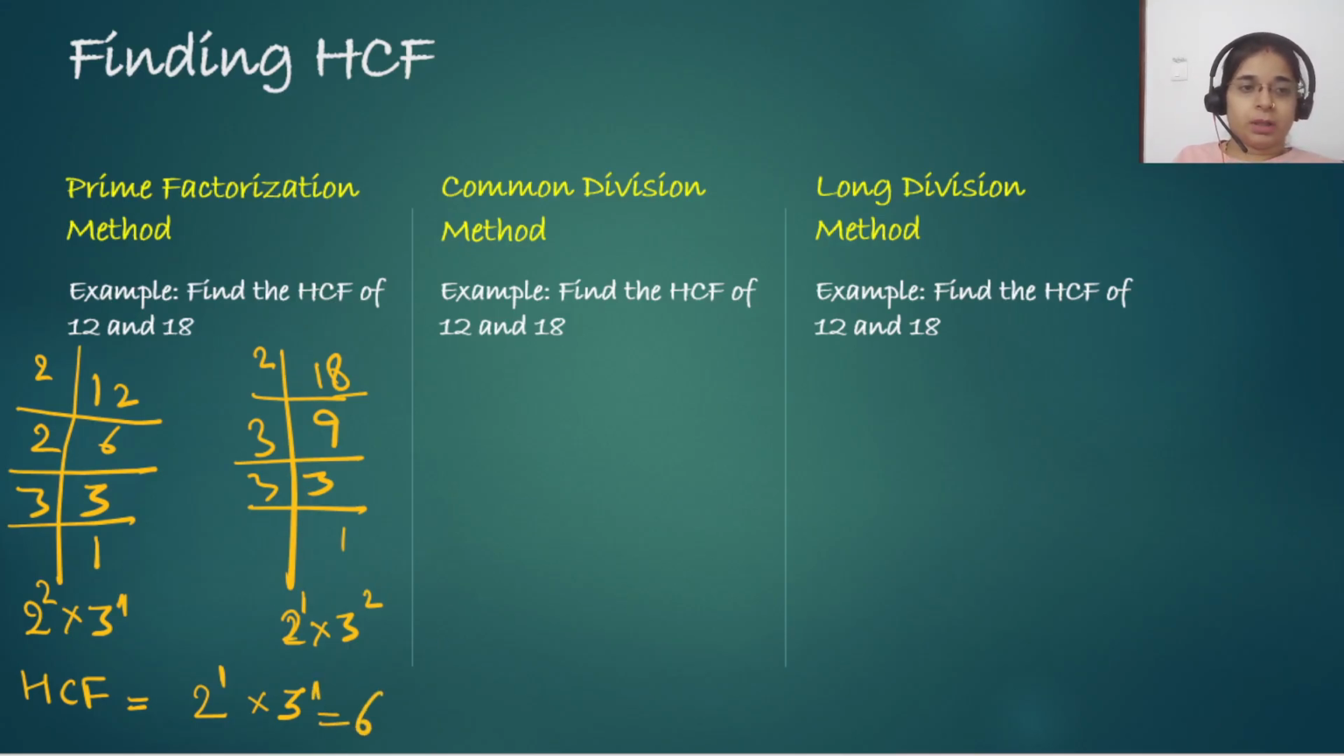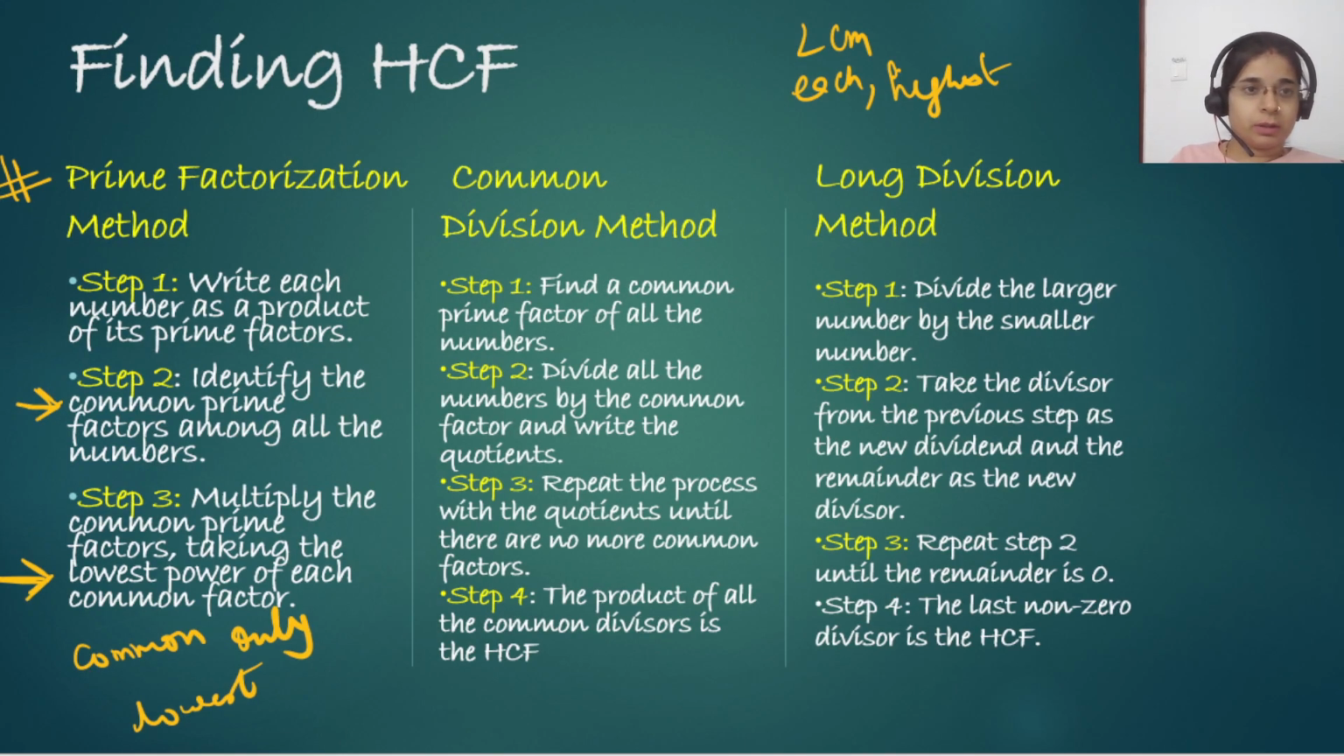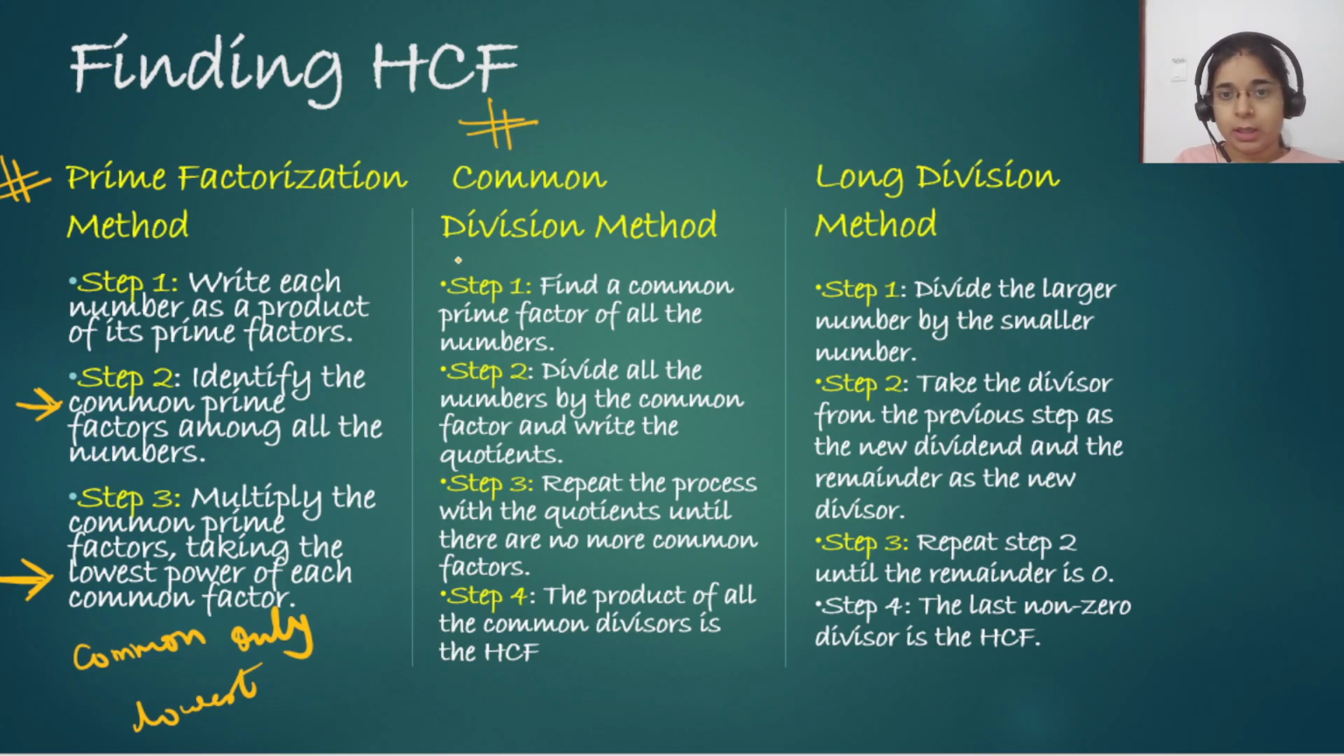Now let's move to the next method, that is the common division method. In the common division method, step 1 is to find the common prime factor of all the numbers and then divide all the numbers by the common factor, write the quotients and repeat the process with the quotients until there are no common factors. The product of all the common divisors is the HCF.